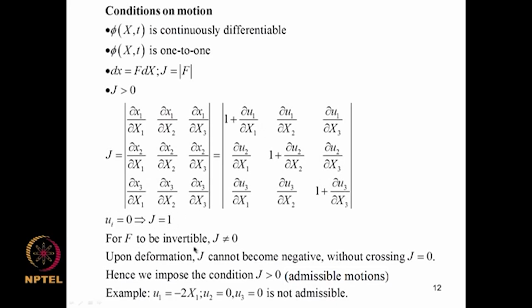So, for F to be invertible, J must not be equal to 0, because it is the determinant of F. For F inverse to exist, the determinant of F must not be 0. So, upon deformation, J cannot become negative without crossing J equal to 0. Hence, we impose a condition that J must be greater than 0, and such motions are admissible motions. An example of a motion which is not admissible is shown here. You can verify that this is not admissible.